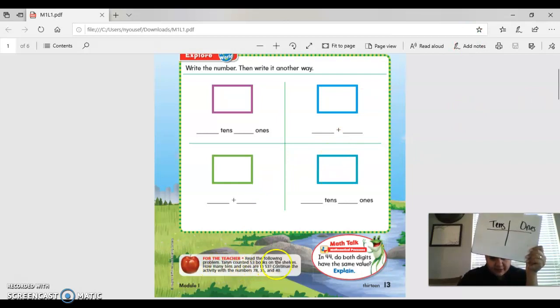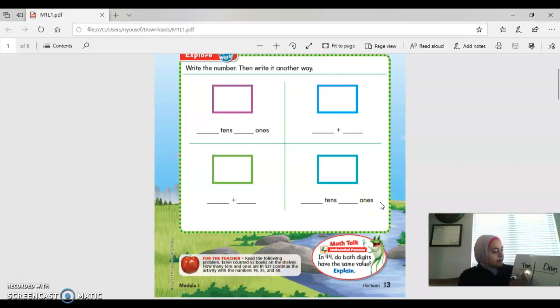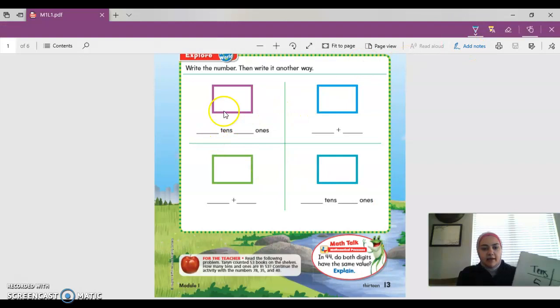Tyron counted 53 books on the shelf. How many tens and ones are in 53? How many ones are in 53? 3 ones are in 53. How many tens are in 53? 5 tens are in 53. So here you would write, there are 5 tens and 3 ones. All right, let's look at the next number.